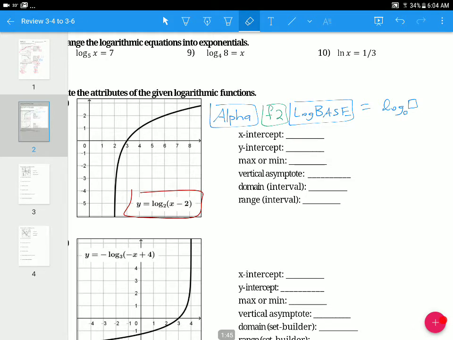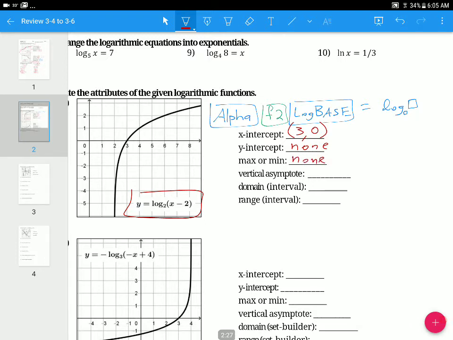So first things first, your x-intercept. You can just look at it and say, oh, look, it's right there at 3. So that's at (3, 0). Your y-intercept, hopefully you've noticed that this right here is your asymptote. It's never going to cross this line, so it can never cross this asymptote and be on the y-axis. So for this logarithm there is none. A max or min, there again, there is none.